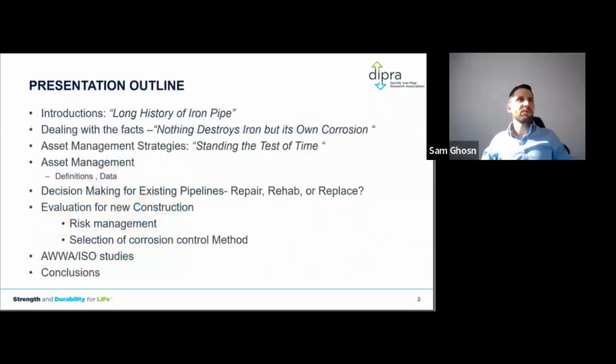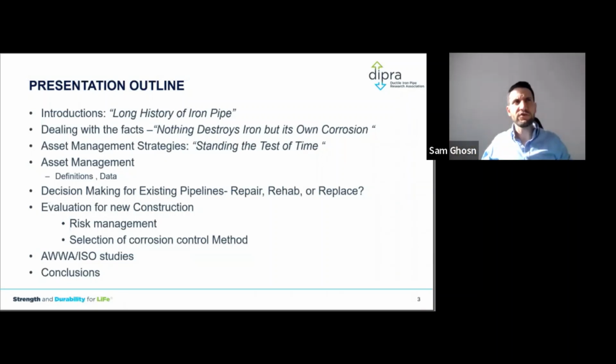So in this presentation, we'll be discussing some history on iron pipes. Most of you may have heard about cast iron and ductile iron pipe, but may not know the difference between both materials. It is one of the most historical products that still exists and is being sold in the market, although a lot of products that started in the 1700s and 1800s are no longer used. We will deal with the fact that nothing destroys iron but its own corrosion. So we'll discuss corrosion, how it happens, and how we can control it and prevent it in many cases.